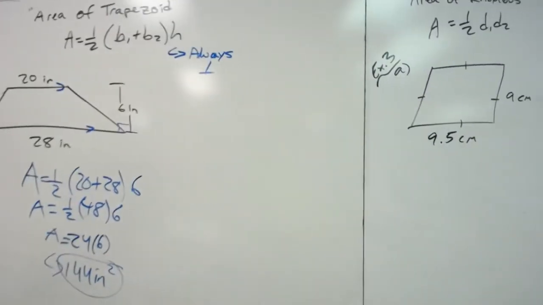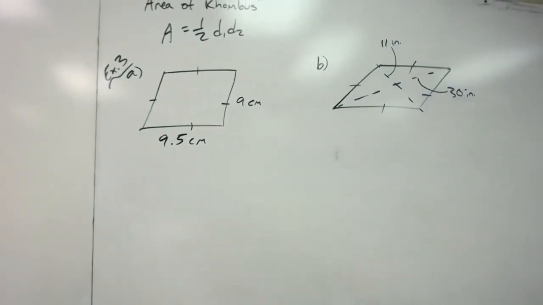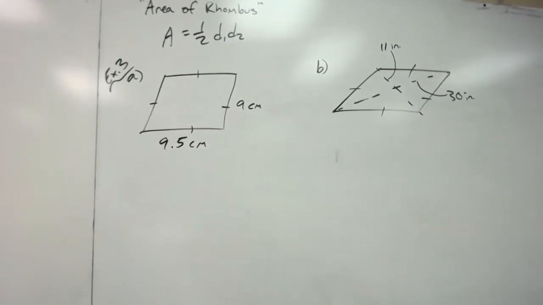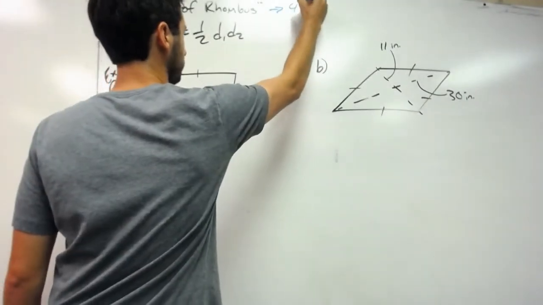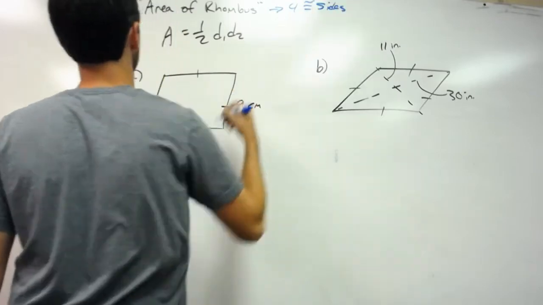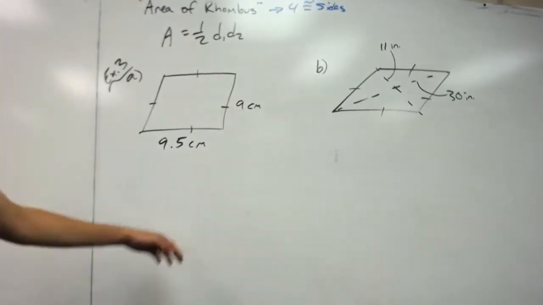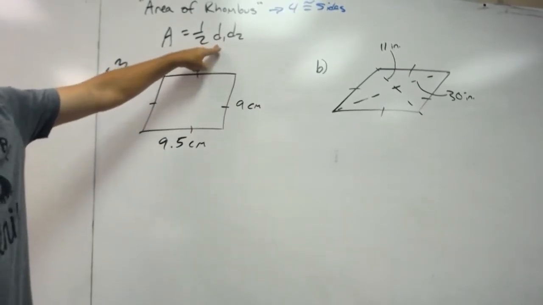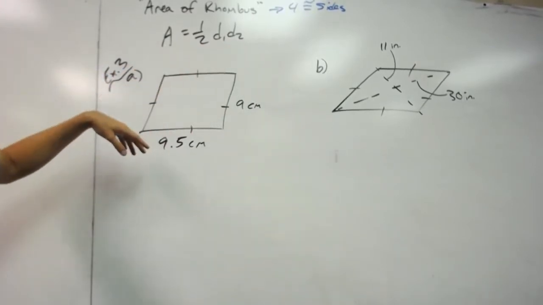No real curveballs there. The last type of quadrilateral we're going to look at is a rhombus. We need to find the area of a rhombus. A rhombus is a quadrilateral with 4 congruent sides. The formula for a rhombus, if you don't have the base and height, is 1/2 times d1 times d2, where d is diagonal, so diagonal 1 times diagonal 2. So let's look at some examples.